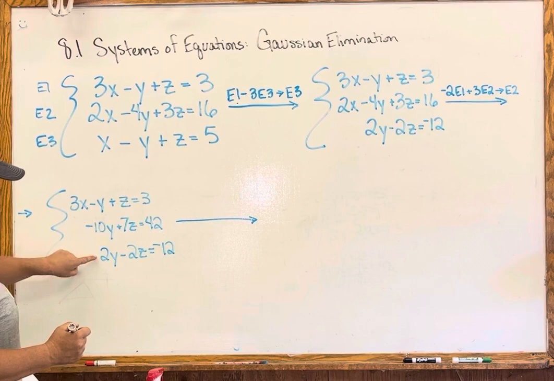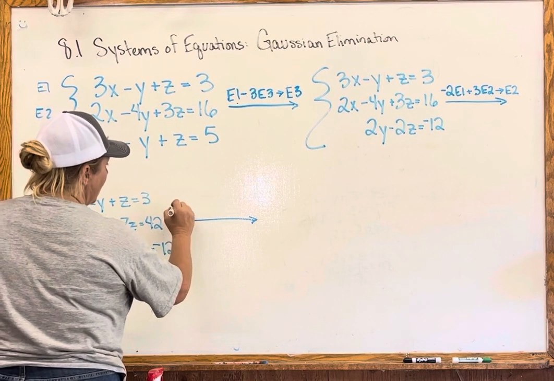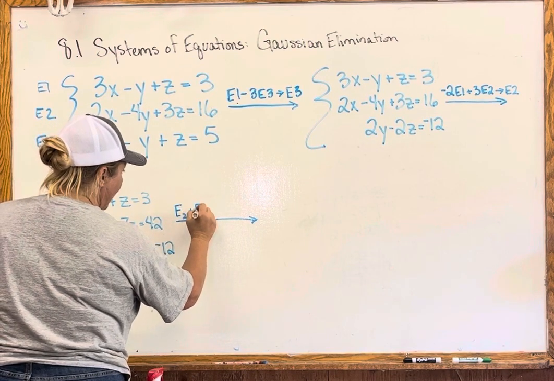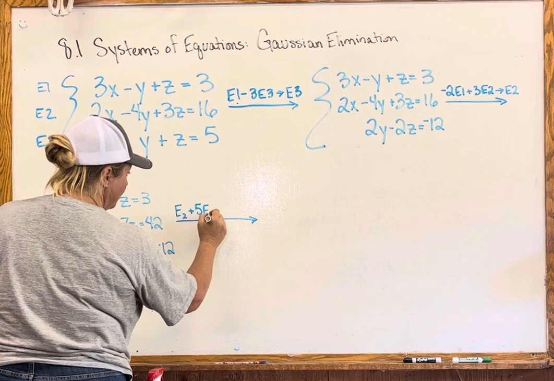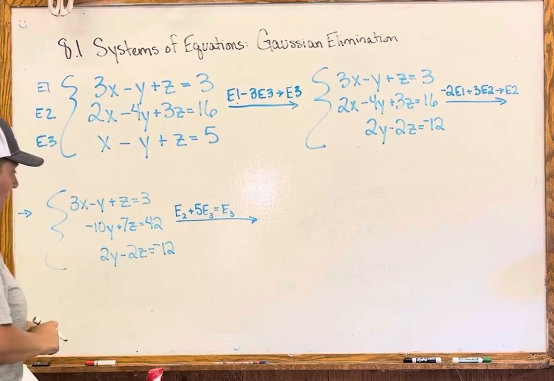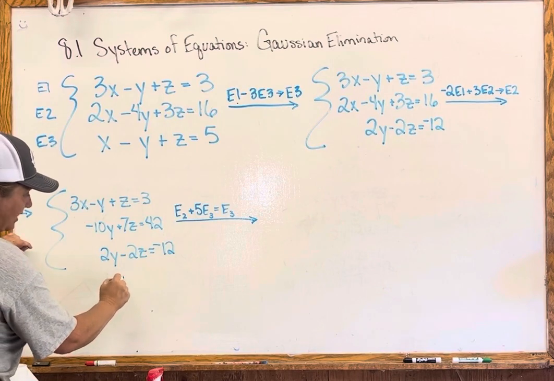And the only way the y value is going to go away is if we multiply this guy by a 5. So we're going to have E2 plus 5E3, and we'll put that in as the new E3. Okay. So again, scratch work down below.